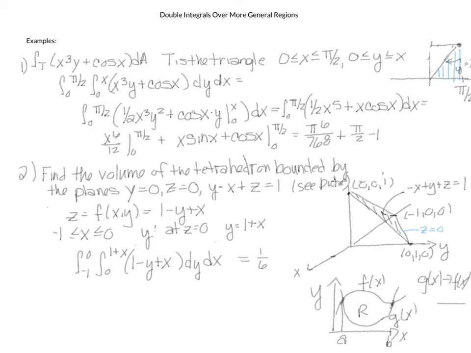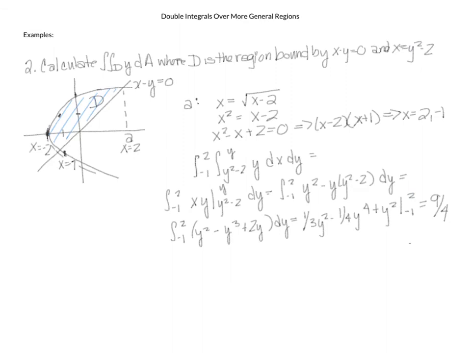So in the next slides, I have a couple more examples for you, and then I have two problems for you to try for review. This first problem is to calculate the double integral of y, that's our function, where D is the region bounded by x minus y equals 0, and x equals y squared minus 2.